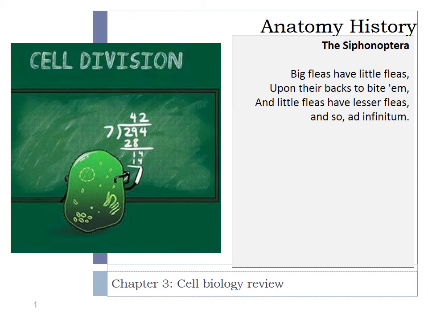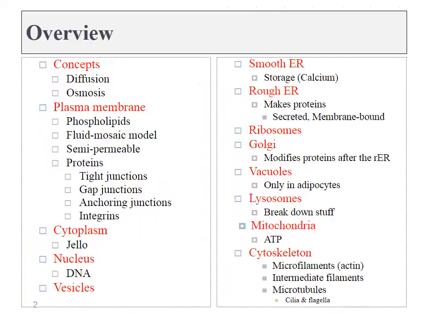Chapter 3 Review, Cell Biology. In this lecture, we need to review just enough cell biology to get us through the A and P series. We'll cover a number of organelles that are important to anatomy and skip those that are not.